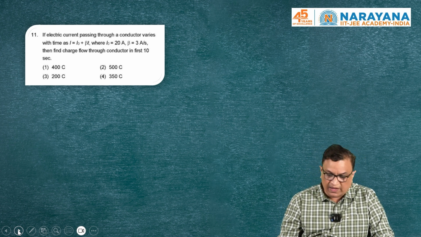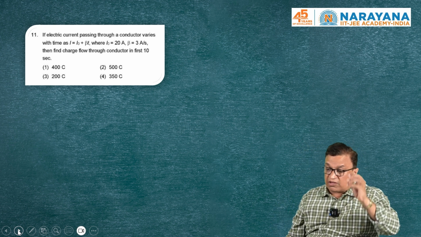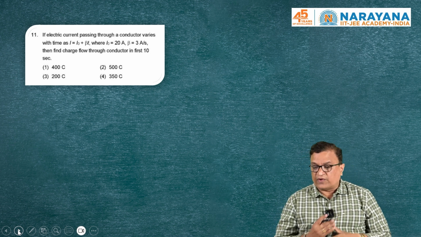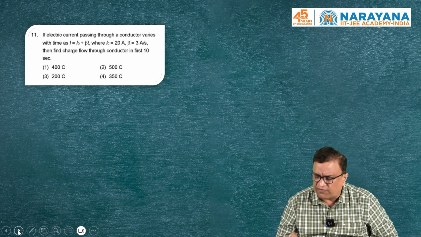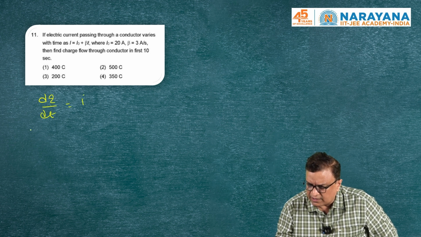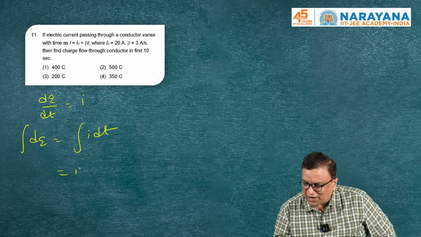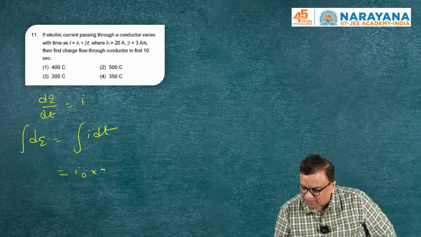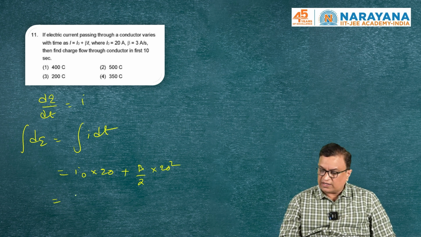What is this question, by the way? Electric current passing through a conductor was given as a function of t, I naught given, beta given. Find the charge flow through the conductor in the first second. My elementary definition of current is dq by dt is I. So therefore integral dq is integral I dt. That's it. So therefore I naught into 10 seconds now 20 plus beta by 2 into 20 square. Solving which you will get the answer as 4.